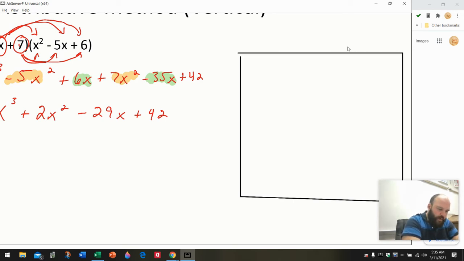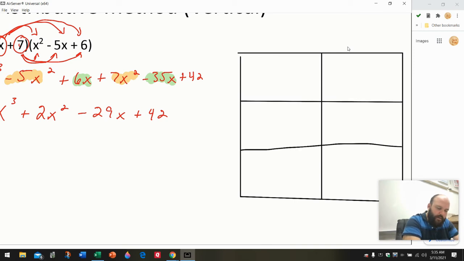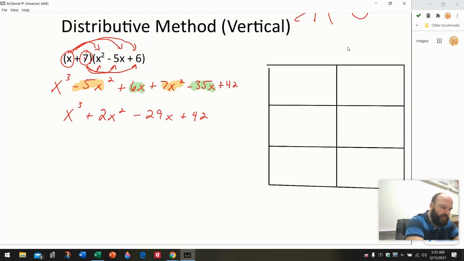Okay, now I'm going to draw a box, cut this in half like this, but then this other side, I'm going to cut it into thirds. And the reason why I'm cutting it into thirds is that I need 3 terms along the side. So let's see how we put this in now.